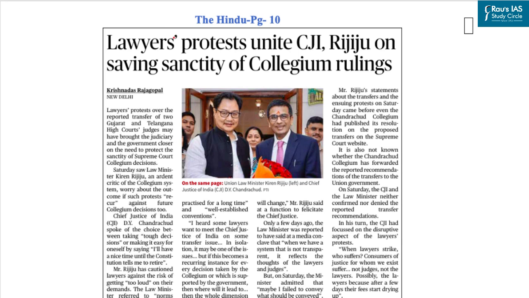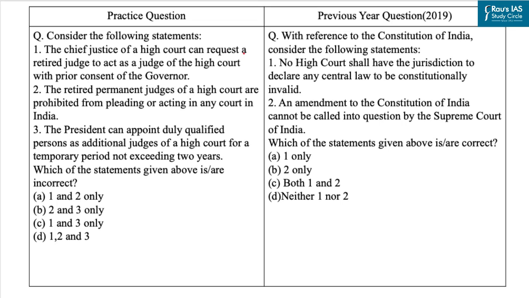Moving on to the next question, which is based on this article from the Hindu newspaper. According to this article, lawyers protest over the reported transfer of two Gujarat and Telangana High Court judges that may have brought the judiciary and the government closer on the need to protect the sanctity of the Supreme Court. Now, as you know, structure, organization, and functioning of the judiciary is important for your prelims examination. For example, this question about the judiciary came in year 2019. Now, let's come to the practice question.